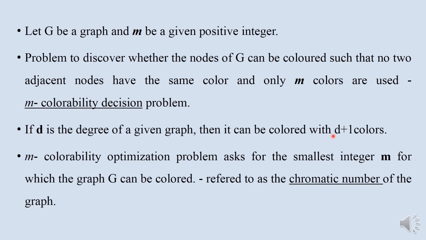The M colorability optimization problem asks for the smallest integer m for which the graph G can be colored. This m is also referred to as the chromatic number of the graph.